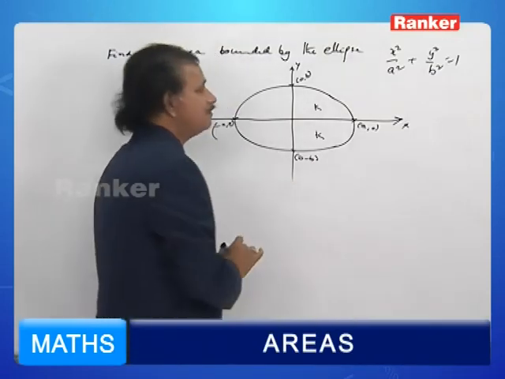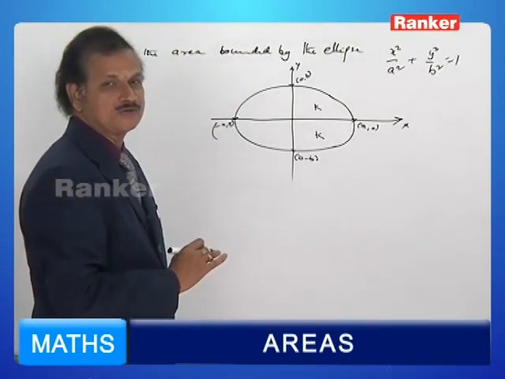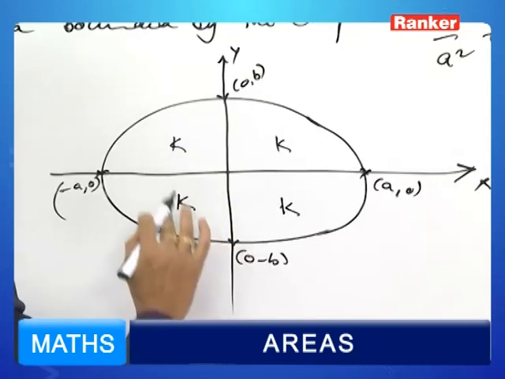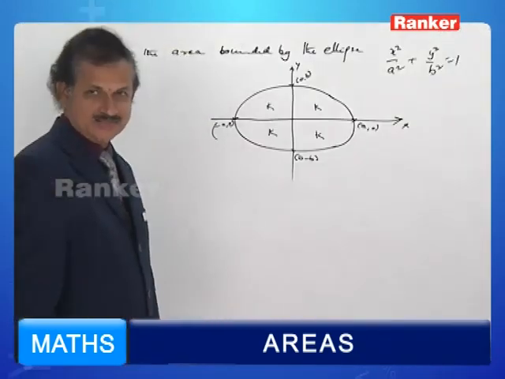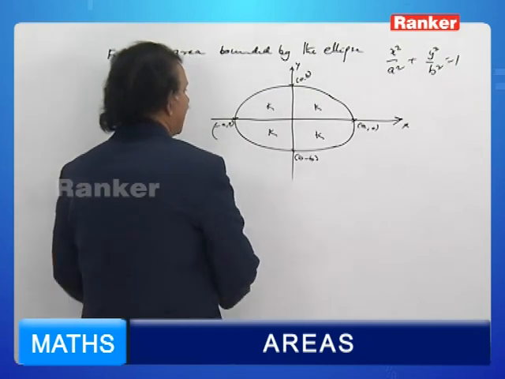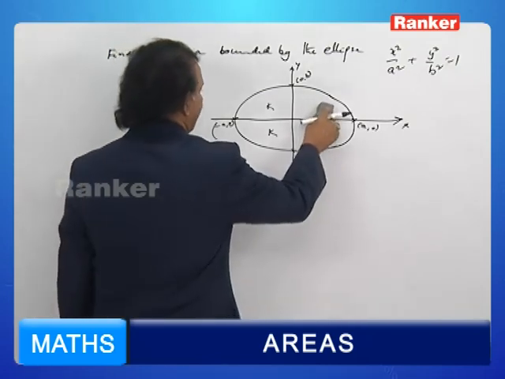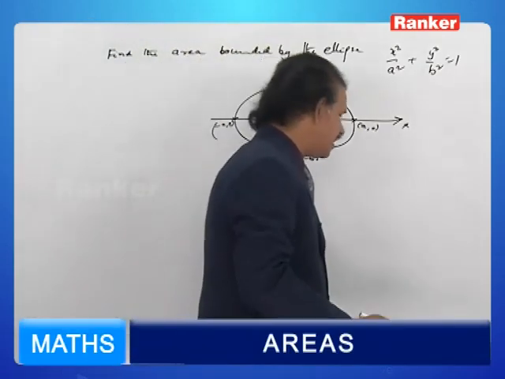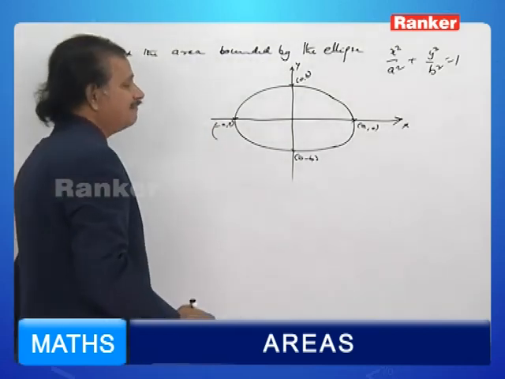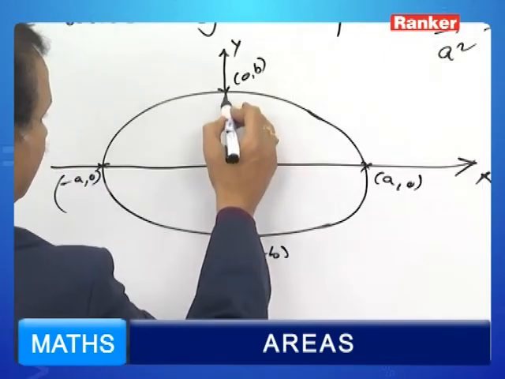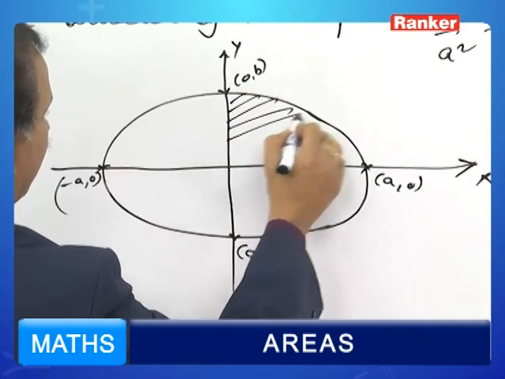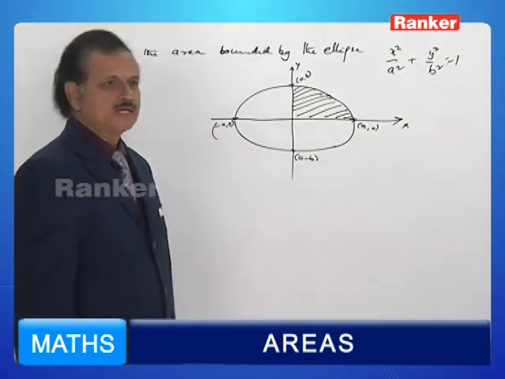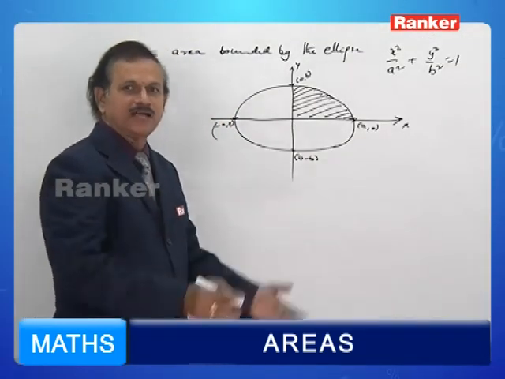Okay, it contains even powers of x also. It is symmetric about y-axis. So if this is k, this is also k. How many k's? 4 k's. As a result, the entire area which has been required has been divided into 4 equal parts. Therefore, to have that area, it is just enough to find this area and multiply that with 4.